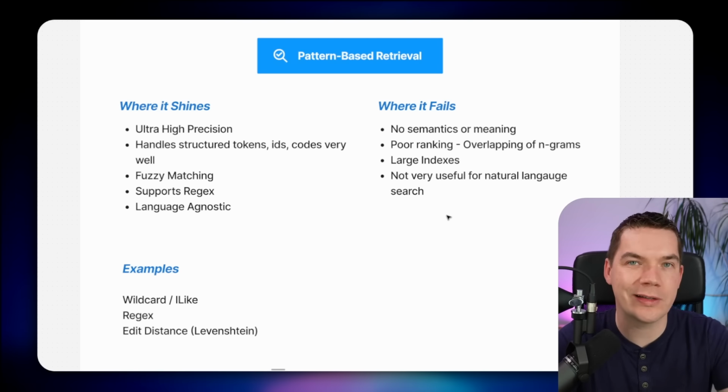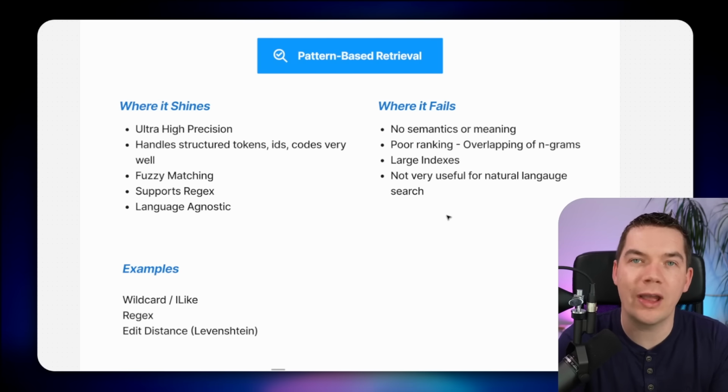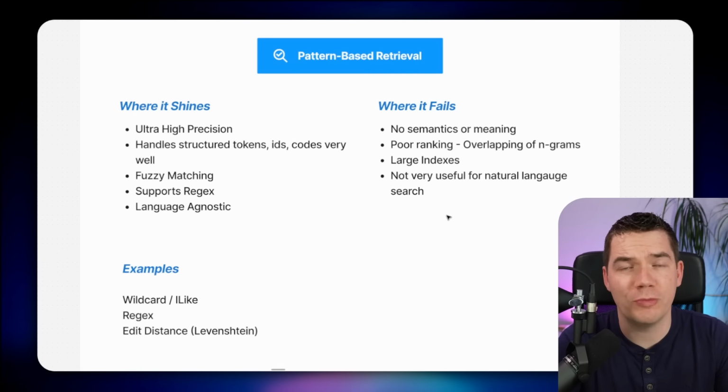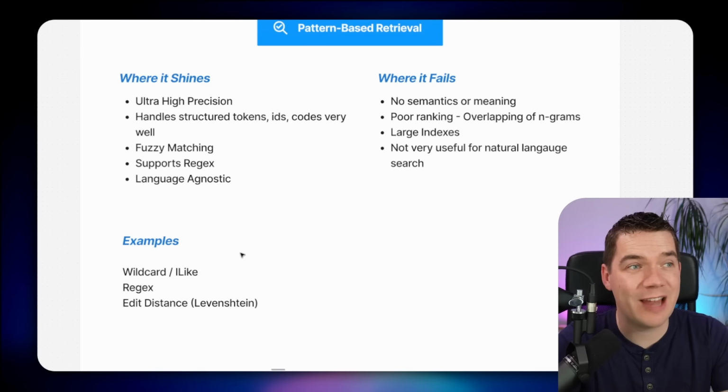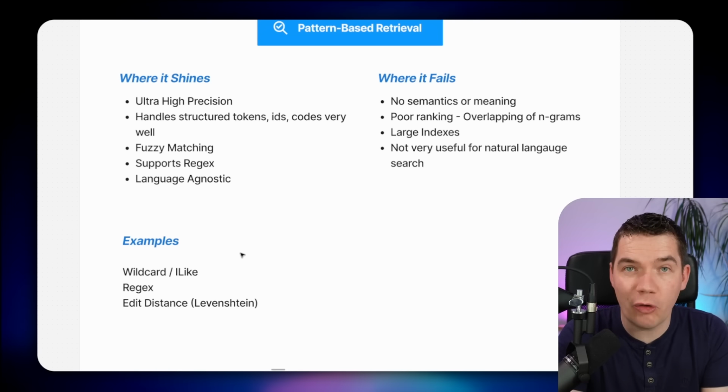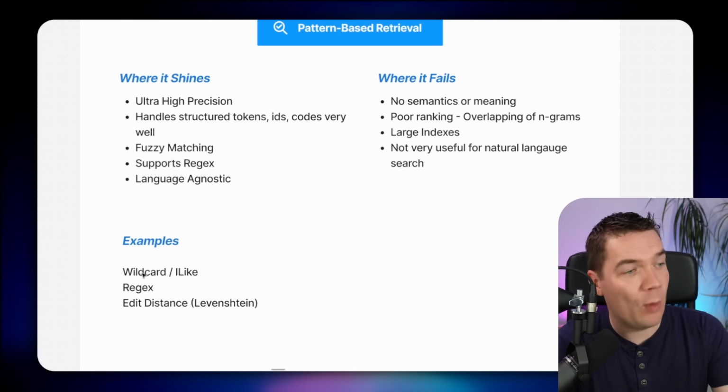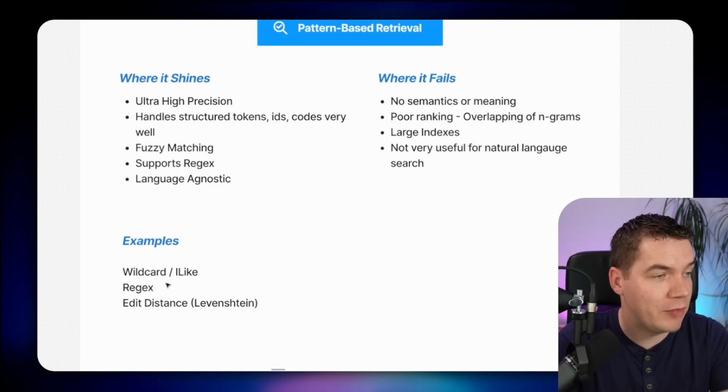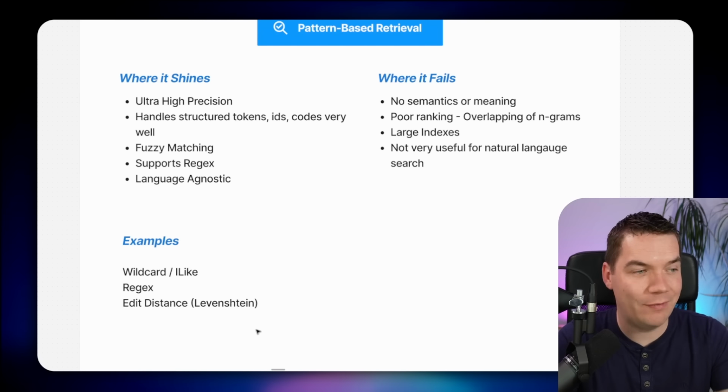I ran this wildcard search without the trigram index and it took around 2 seconds. I ran it with the trigram index, it brought it down to around 100 milliseconds, which is perfectly fine for an AI agent. So examples of this type of pattern-based retrieval are n-grams or trigram indexes, wildcard search, ILIKE search, regex, and edit distance, which is the Levenshtein algorithm, which is ideal for fuzzy matching as well.